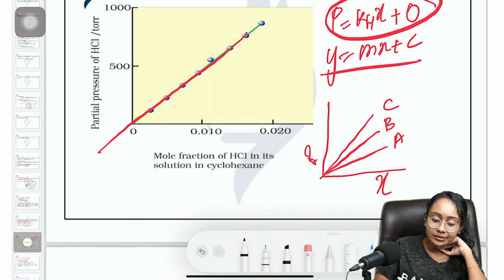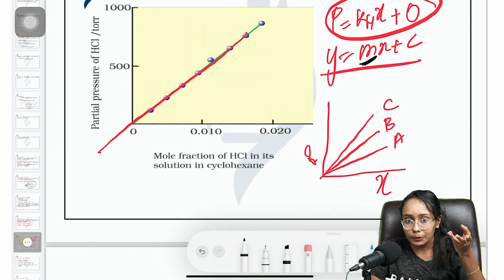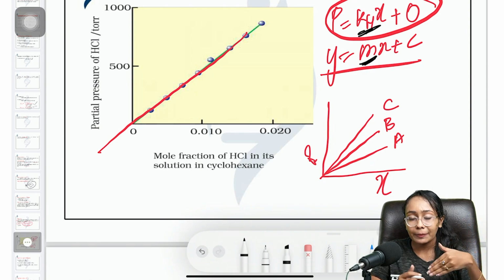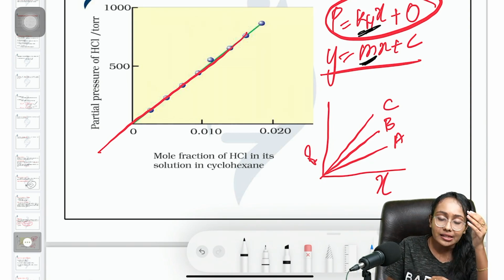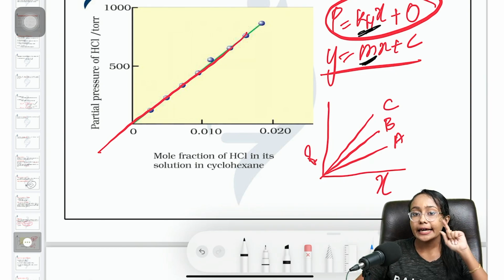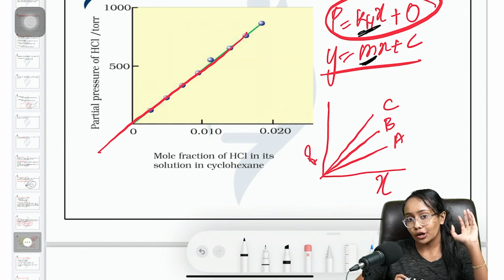See this equation. In the place of m is the slope. You know what m is, right? It is the slope of a straight line, y equal to mx plus c. So in the case of the equation of Henry's law, in the place of m we have Kh. So we can say that slope and Kh are the same. Now let me tell you the relation between Kh, Henry's law constant, and solubility.